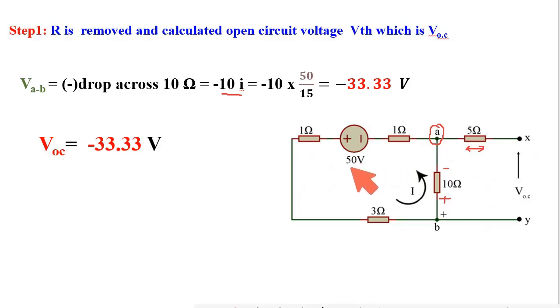This I will flow only because of this source. So what will be I? I will be 50 divided by the full resistance, that is 1 plus 3 plus 10 plus 1, so 50 divided by 15. So 10 multiplied by 50 divided by 15, ultimately I got minus 33.33 volts, which is VOC, that is VTH.